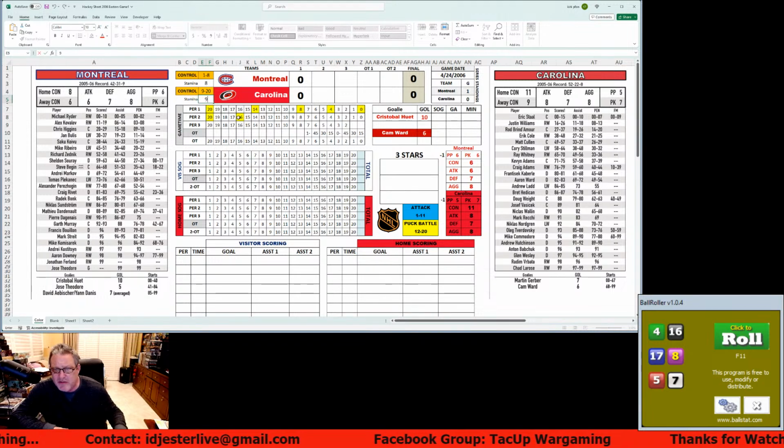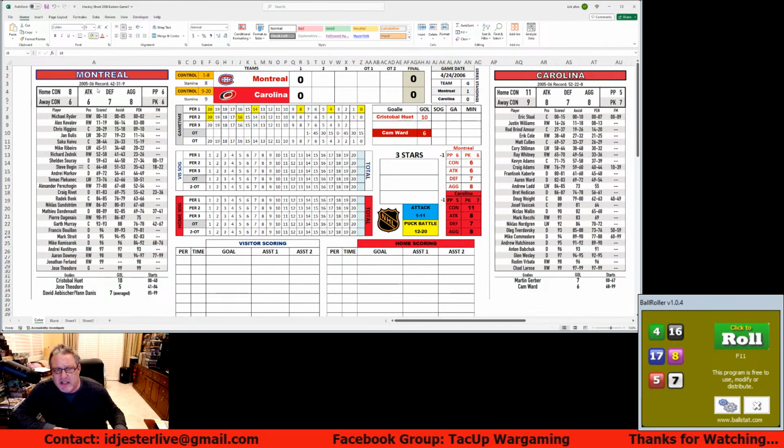Finally, our first scoring chance. And what I'm going to do is make it a red one to show that it was a scoring chance for Carolina. That's what I'll do. All right, so now we'll go on.